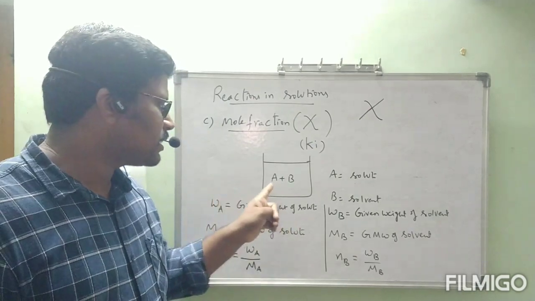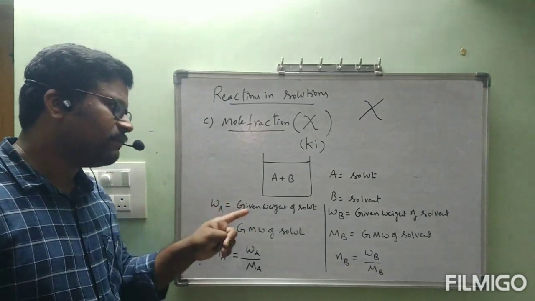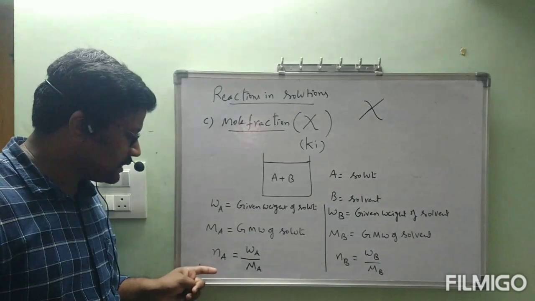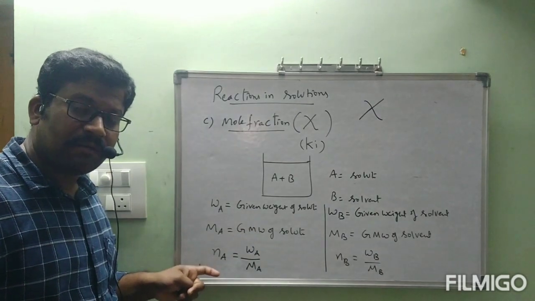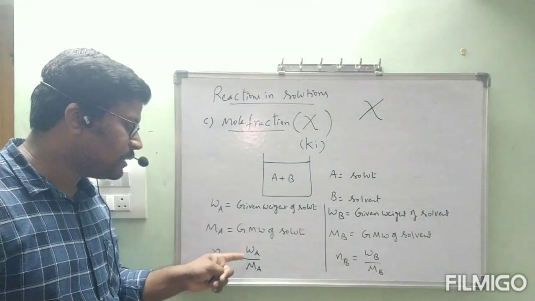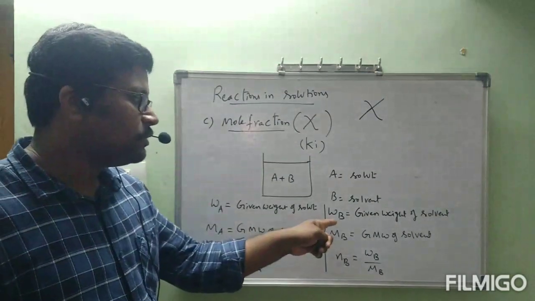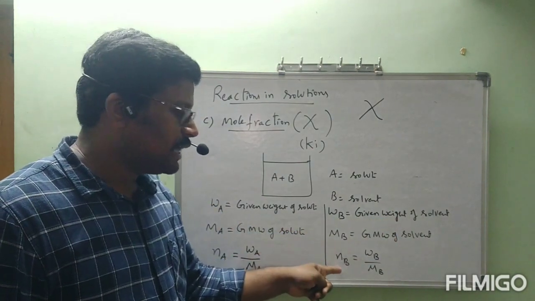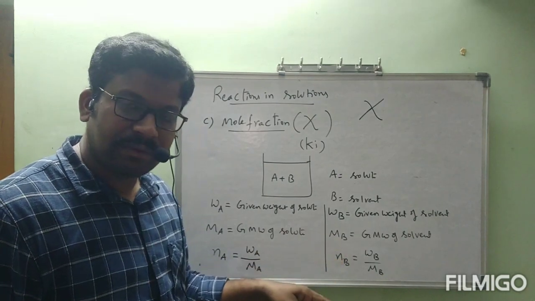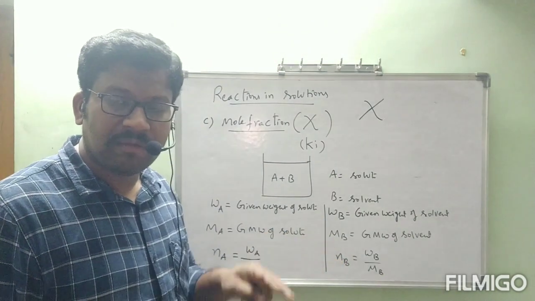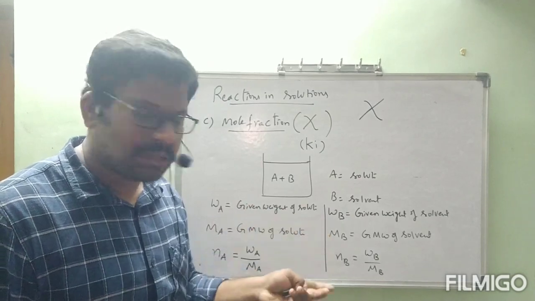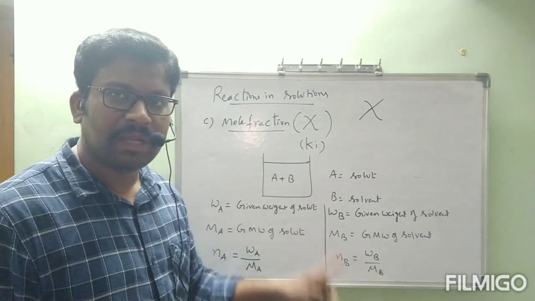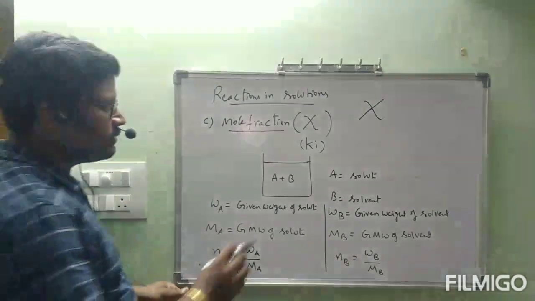Now, what are the components of A? Wa is equal to given weight of solute. Capital Ma is equal to gram molecular weight of solute. Next, Na. What is meant by Na? Number of moles of solute equals Wa by Ma. Next, Wb, given weight of solvent. Mb, gram molecular weight of solvent. Nb, number of moles of solvent, is equal to given weight by gram molecular weight, for the solvent. That's why this is given weight of solvent divided by gram molecular weight of solvent. Note down clearly. After that we are going to define the mole fraction.